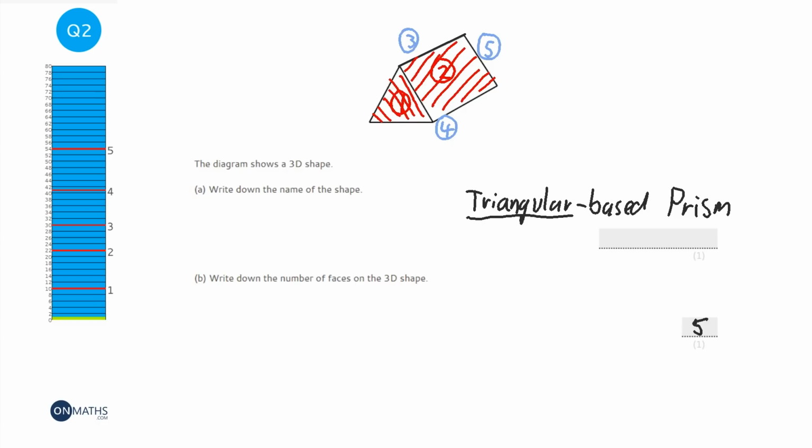Try and remember what a face is. A face is something you can lay your hand down flat on. An edge is something that you can run your finger along, so that's an edge there. And vertices, or vertex, is something that if you put your finger on, it would be pointy. So there are going to be 6 vertices.